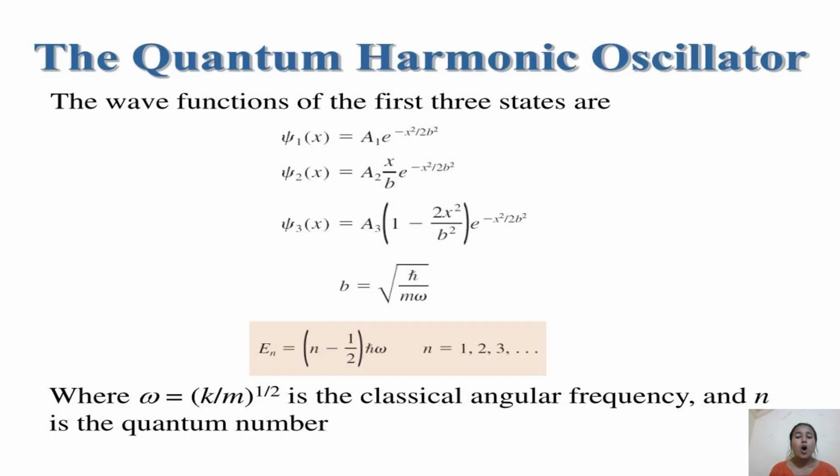The quantum harmonic oscillator. The wave functions of the first three states are ψ₁(x) = A₁ e^(−x²/2b²), ψ₂(x) = A₂ (x/b) e^(−x²/2b²), ψ₃(x) = A₃ (1 − 2x²/b²) e^(−x²/2b²).